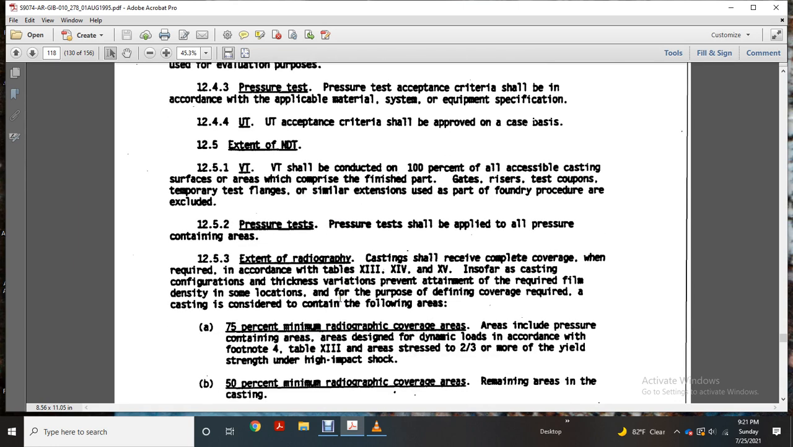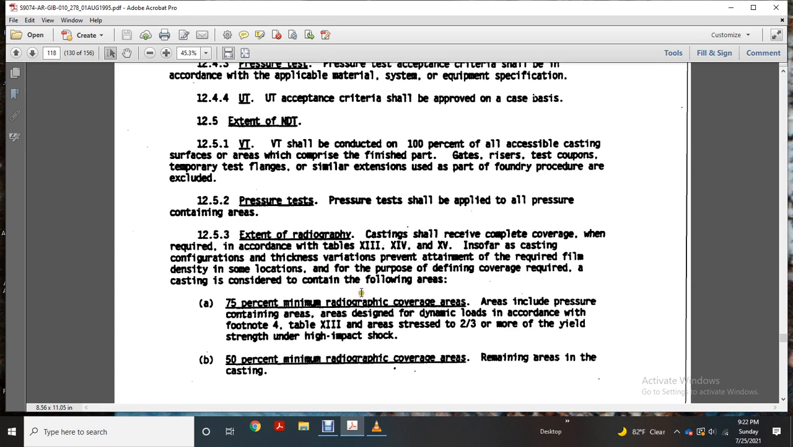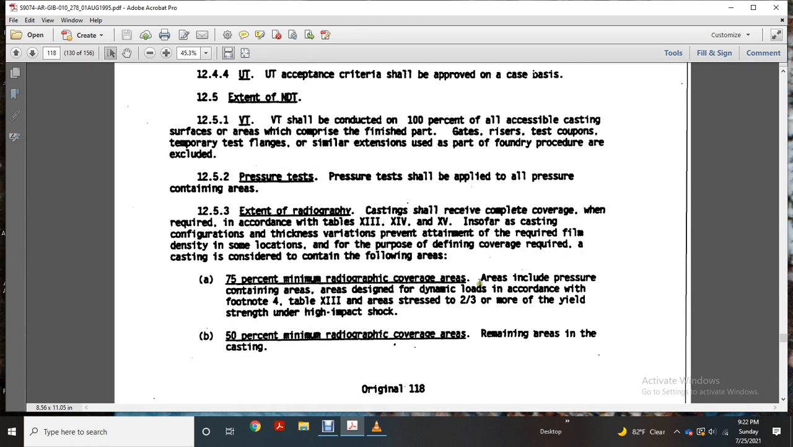Extent of the radiograph: the casting shall receive complete coverage when required in accordance with Tables 13, 14, and 15. Insofar as casting configuration thickness variation prevents attainment of the required film density at the same location, the required coverage shall be defined with the following areas. 75% minimum radiograph coverage for areas including pressure-containing areas and areas designed with a dynamic load, core of footnote number 4, Table 13. Areas stressed to 2/3 or more of yield strength under high impact shock.